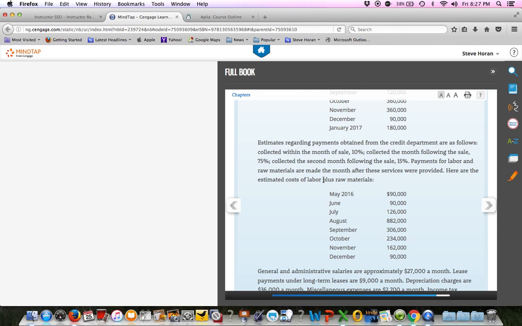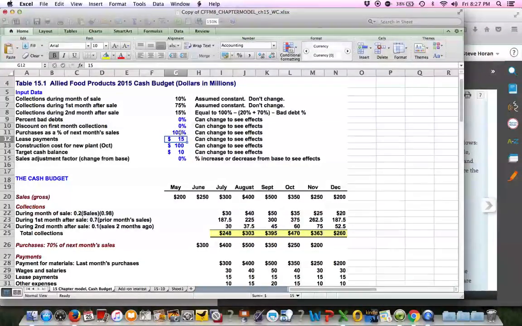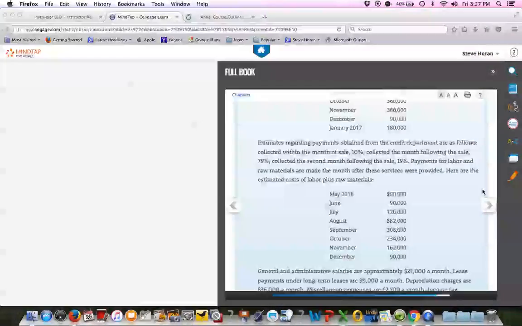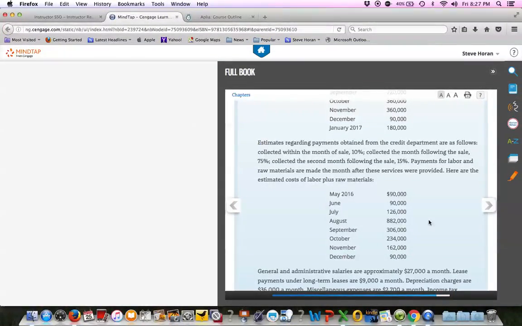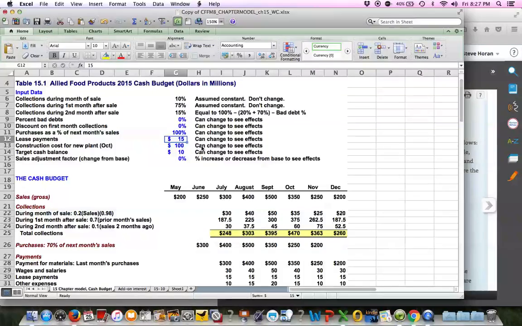Payments for labor and raw materials are made the month after they're provided. So that's why I changed that to be 100%. The lease payment, whatever that was, I forget now, that was $9,000, and then we had expenses of $27,000. And then this one has October of a new plant. Ours was 180, but it might have been a different month. We had a target cash balance of 90.